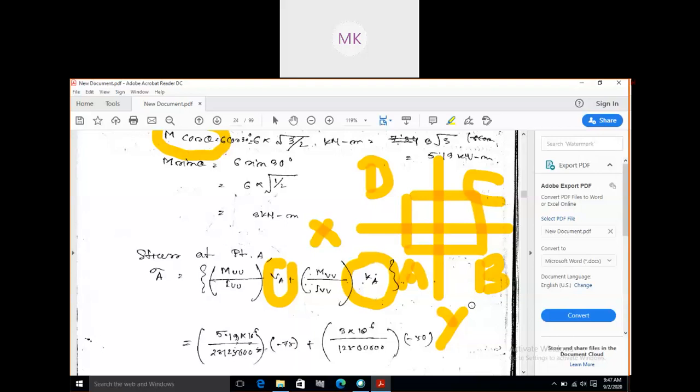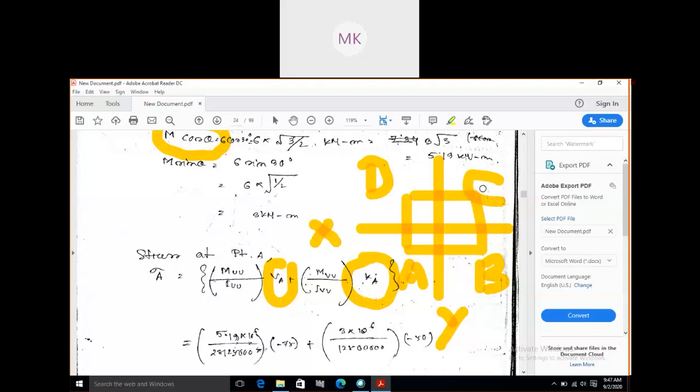Yes, sure. Can anyone tell me correctly at which coordinate A is, and what is the sign? Plus minus? I don't think so. A is in the third coordinate, and the sign is minus, minus. Okay.